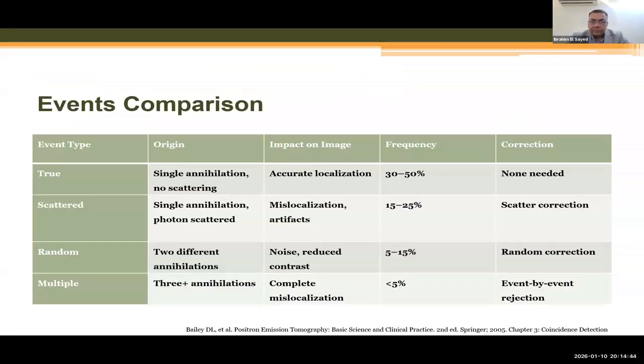Here is a table that compares all types of events. We can see here the true, scattered, random, and multiple. The origin of this one is a single annihilation, no scattering.